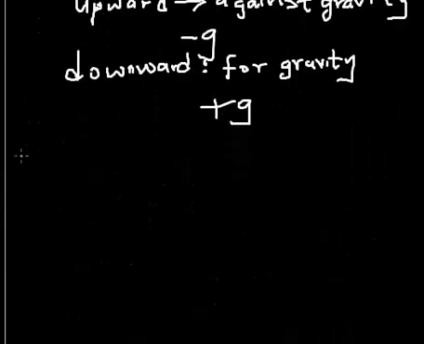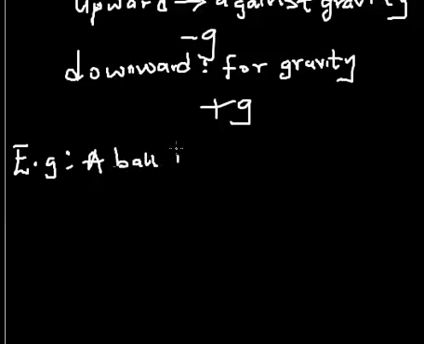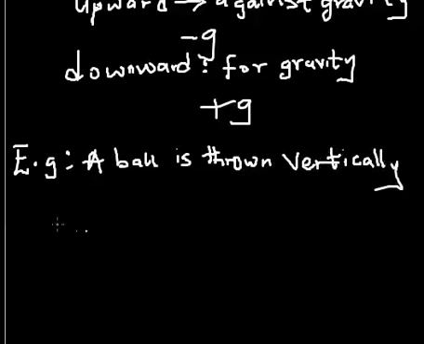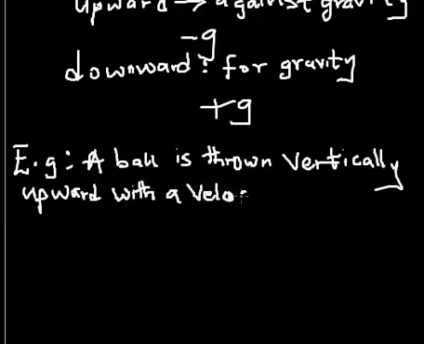So let's start with simple examples. Simple example: a ball is thrown vertically upward with a velocity of 4 meters per second.